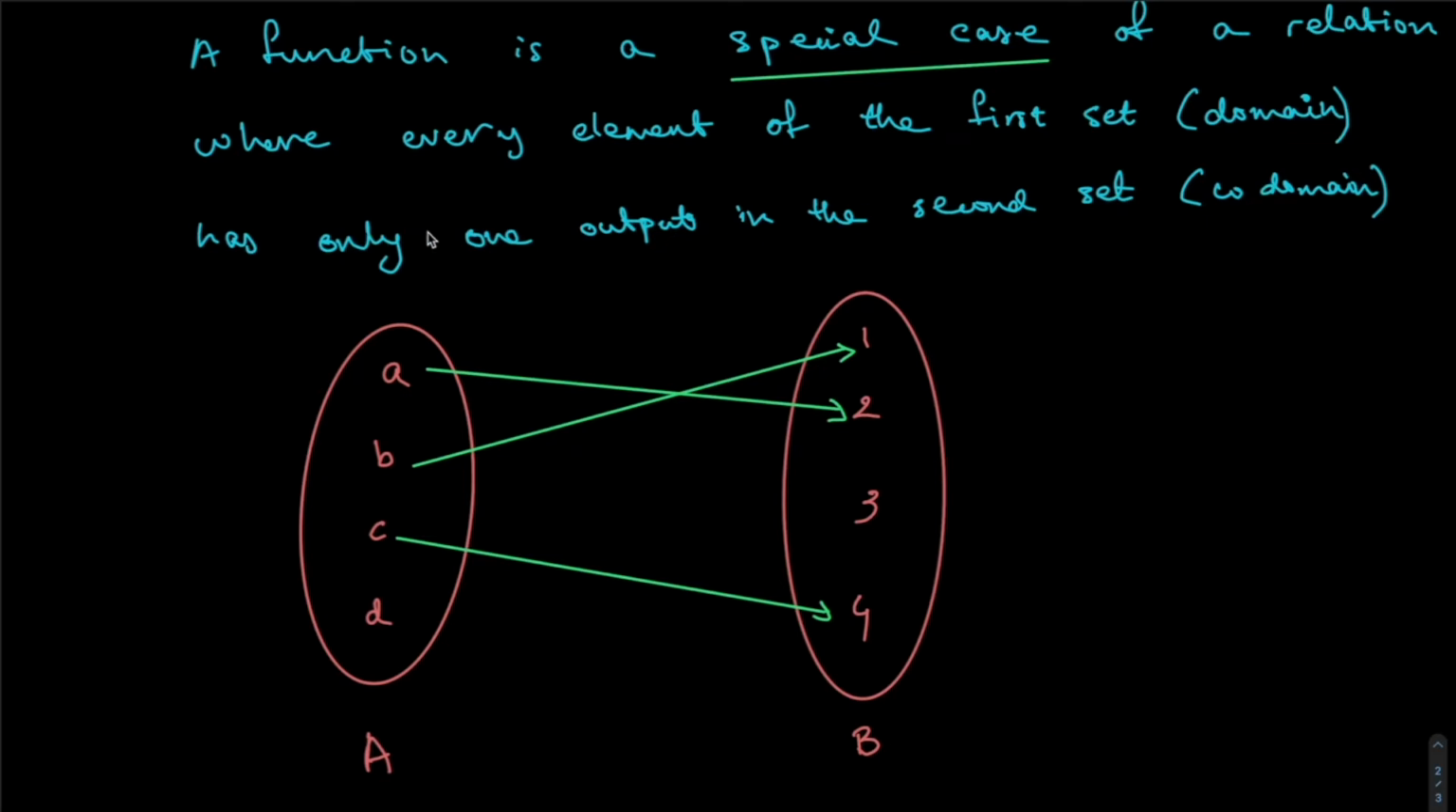Every element has one and only one output in the second set, right? So the condition is that there should be only one output. A can only have one output. It can only lead to one element in this set. And the second is that all elements should have a final output.